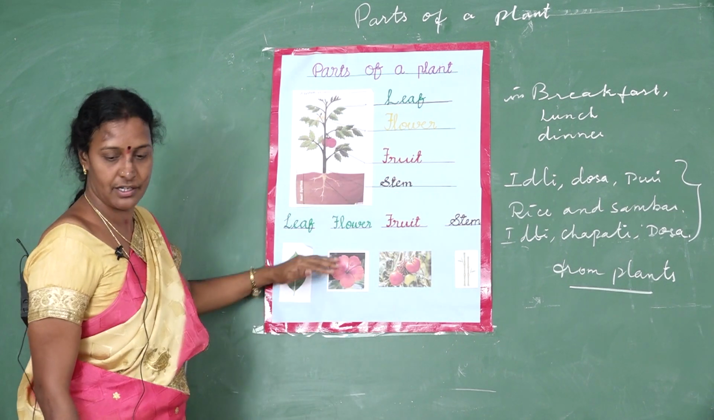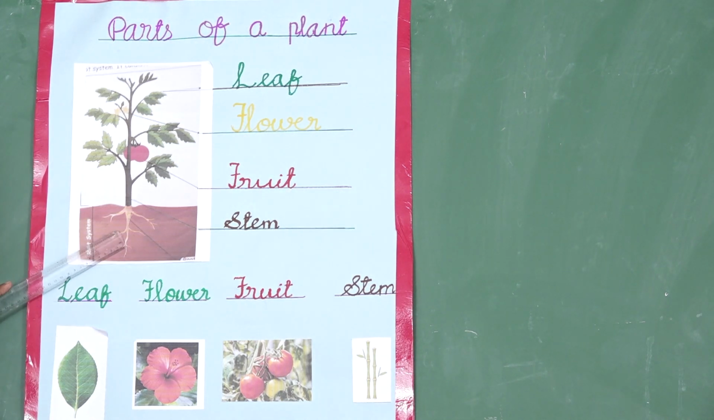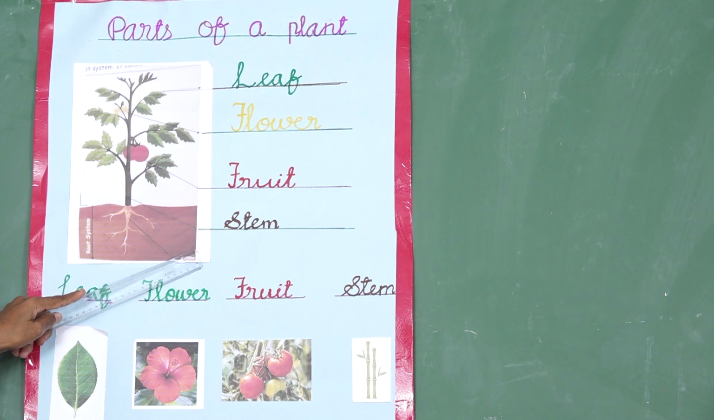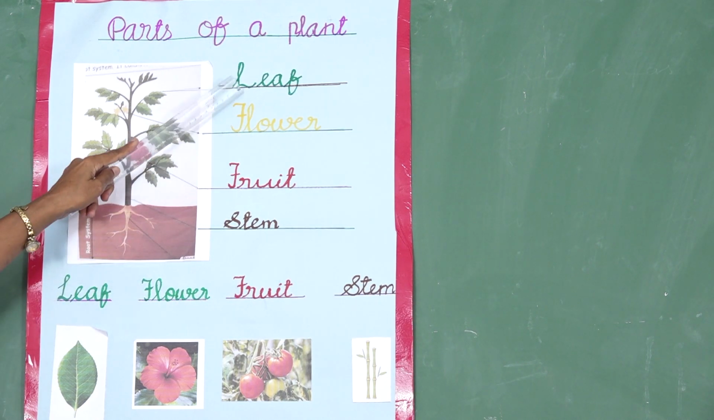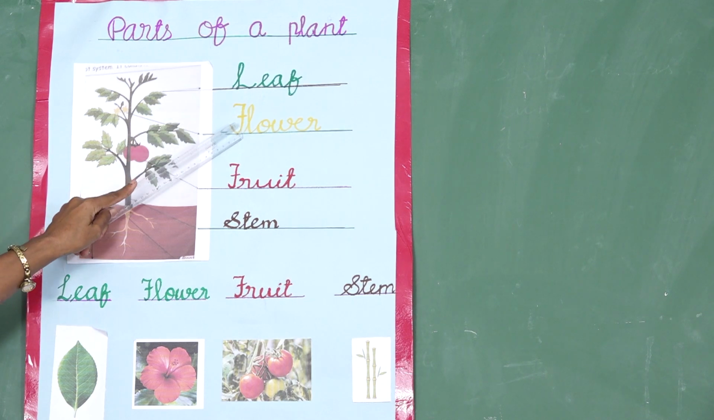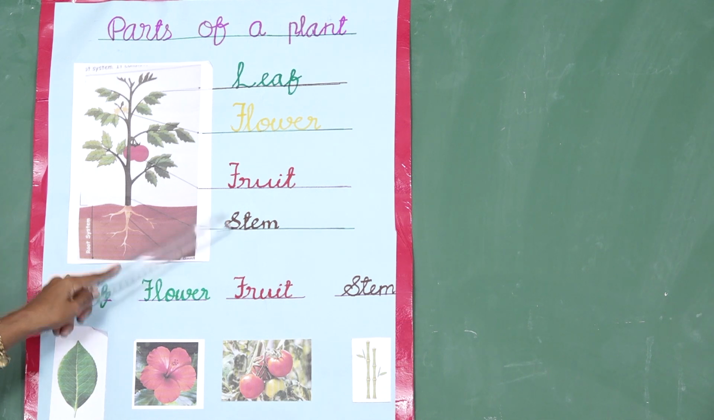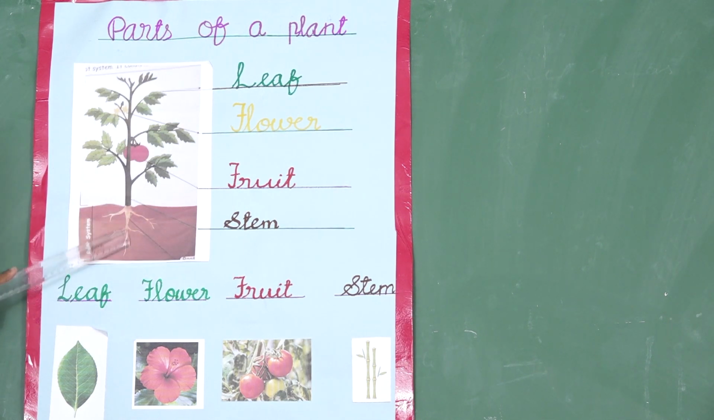Look at this picture, children. What is this? Yes, this is a part of the plant. Can you see the parts of the plant? Okay, children, you see one by one. Leaf, flower, fruit and stem. Very good. Excellent. Every plant has a root and shoot system. First we will see about the root system.